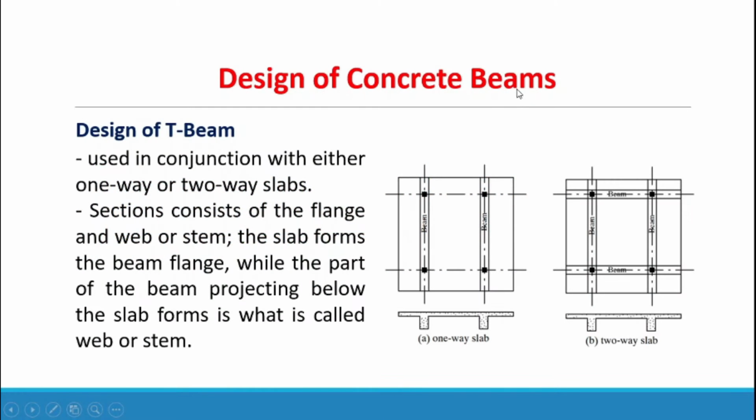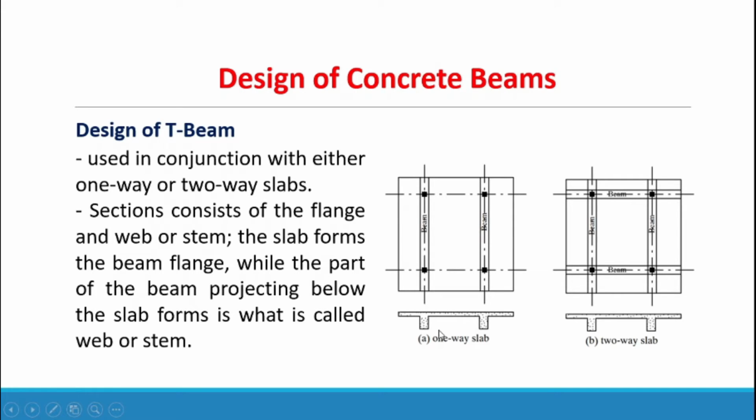Design of concrete beams based on T-beam. This is used in conjunction with either one-way or two-way slabs. Sections consist of the flange and web or stem. The slab forms the beam flange, while the part of the beam projecting below the slab is what is called the web or stem. We have a one-way slab.